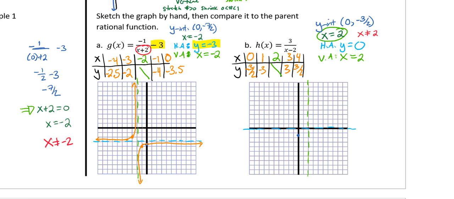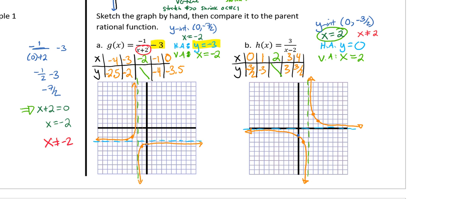Now I'm ready to plot my points. So I already have my 0, -3/2 plotted, and then 1, -3. I'm going to plot that. And if I want, I can graph that now. Make sure I use my smooth curve and get close to my asymptotes, but don't touch them. And then 3, 3, and then 4 and 1.5. And again, I've got a nice smooth curve and come in close to my asymptotes, but don't touch them. So that's an example of how to sketch by hand and compare.